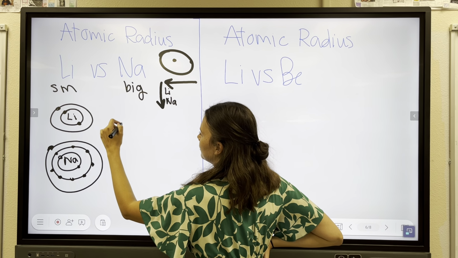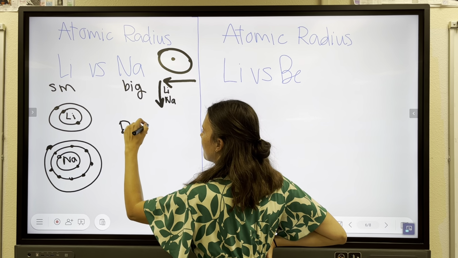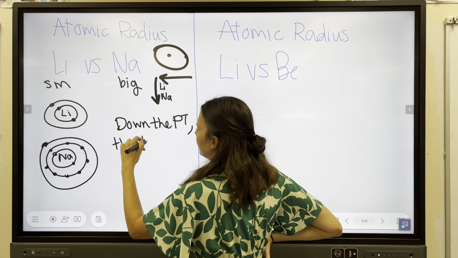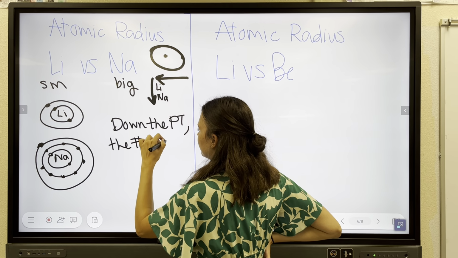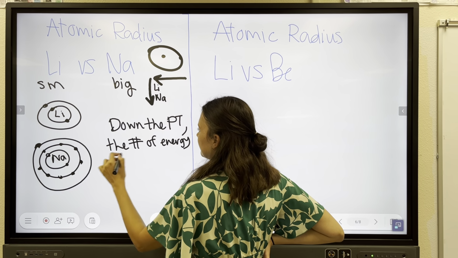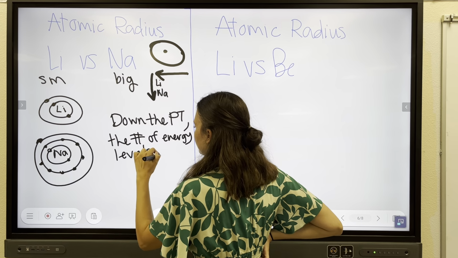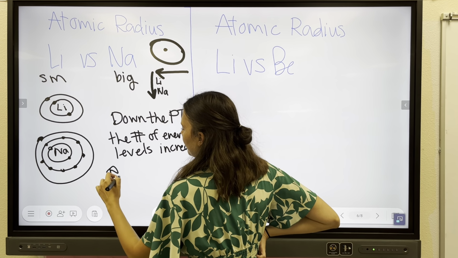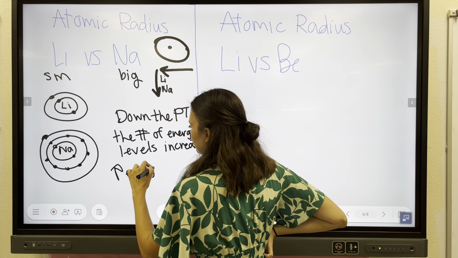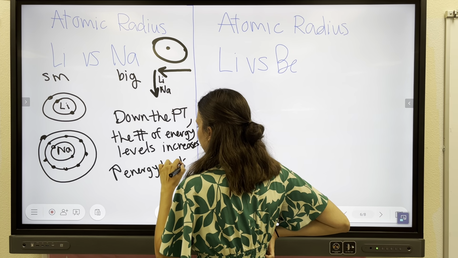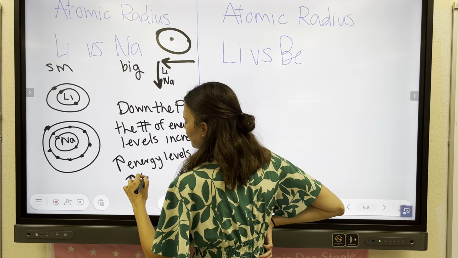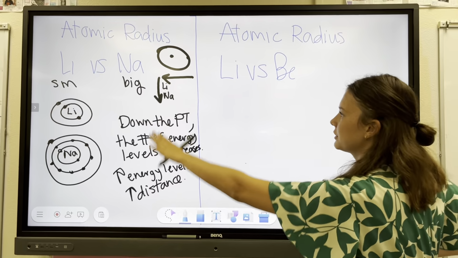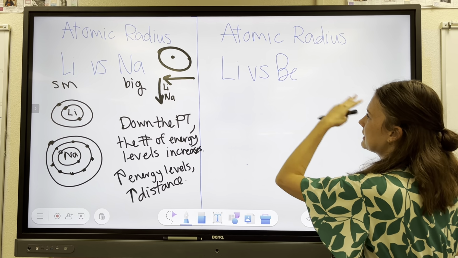Okay, so as you go down the periodic table, the number of energy levels, or shells, increases. The more energy levels, the greater the distance, which means there's a greater radius. Okay, so that's how you would do this going up and down the periodic table. Now let's look left and right.